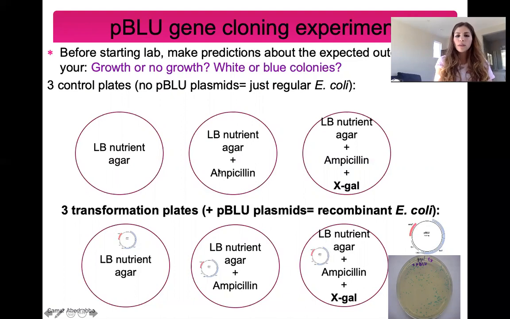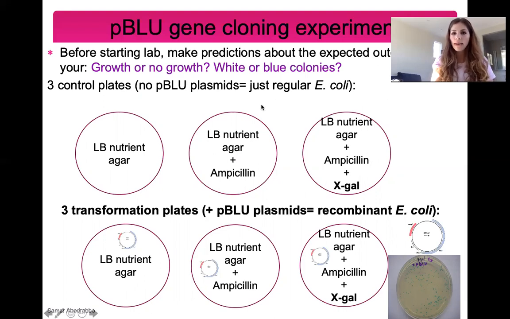coli on agar plus ampicillin, we should not see any growth because ampicillin will kill the E. coli. If we plate E. coli on a plate that has ampicillin and X-gal, again, we should see zero growth because this plate has ampicillin and E. coli cannot grow on ampicillin.